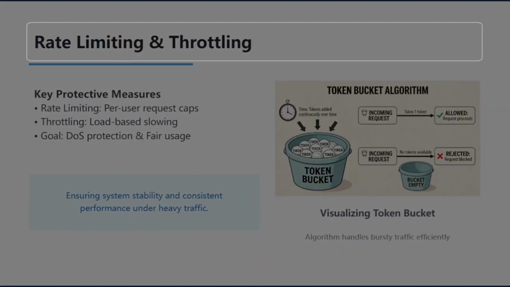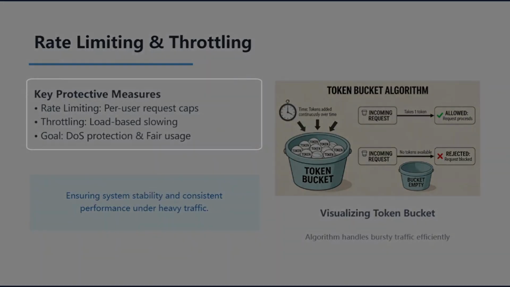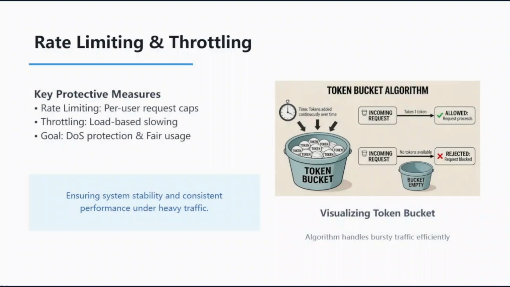Building on what we just covered regarding asynchronous communication, we need to address a critical question. How do we protect our backend from being overwhelmed when traffic spikes? That's where rate limiting and throttling come into play. Rate limiting is often applied per user. Think of it as a policy that says one user can only make 100 requests per minute. Throttling, on the other hand, is usually a system-wide safety valve that slows down processing when the server's CPU or memory is reaching a breaking point.